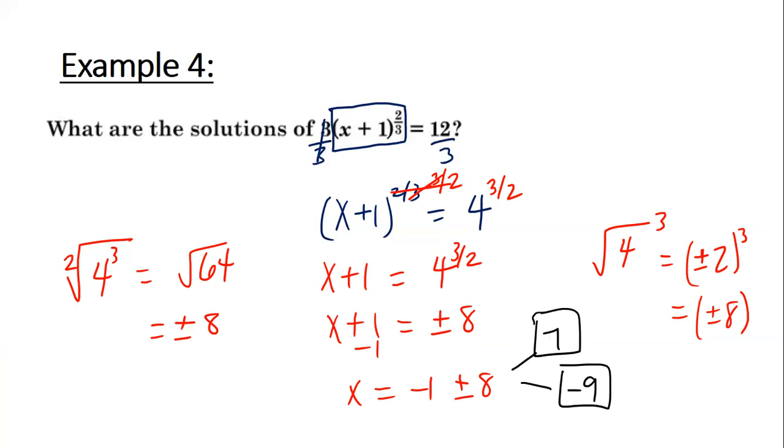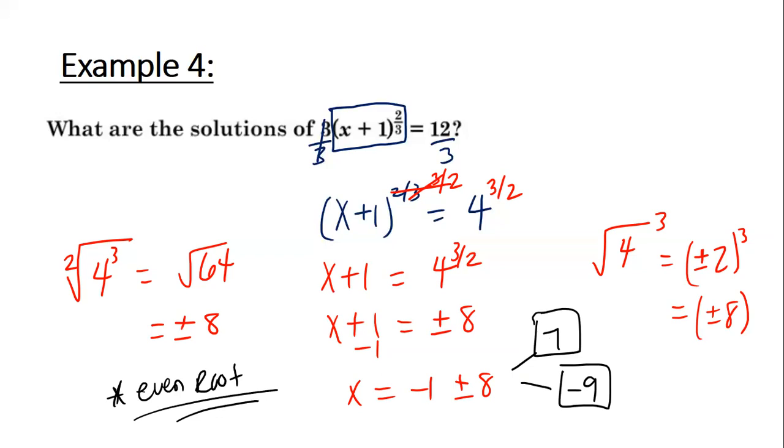Okay, now why do we have two answers? The reason why we have two answers again is remember that we had an even root. That's the only reason why, is because we had an even root. If we had an odd root, will we have two answers? No. Okay. All right, we're gonna look at odd roots.